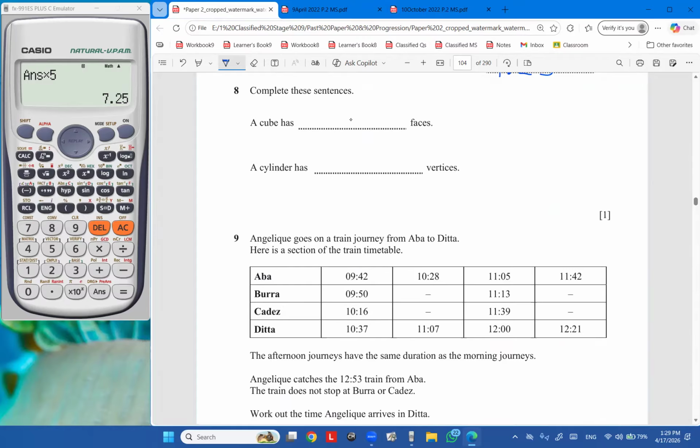Complete these sentences. A cube has 6 faces, while the cylinder has 0 vertices.